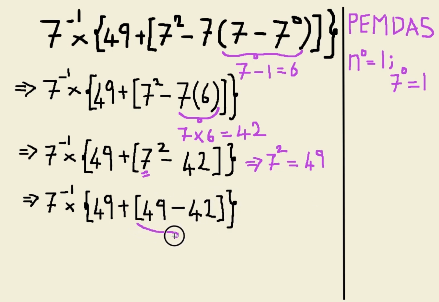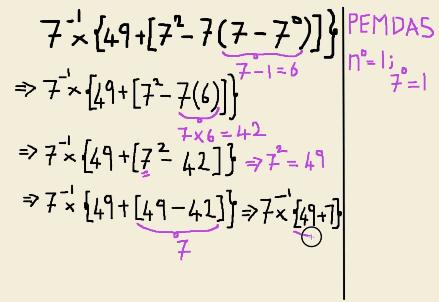Step 4. Now we perform the subtraction inside the square brackets, 49 − 42, which equals 7. The square brackets are now fully resolved, and we can replace them with 7. The expression is now simplified to 7^(-1) × {49 + 7}. Step 5. Next, we evaluate the addition inside the curly braces, 49 + 7, which equals 56. With the braces resolved, our expression simplifies to a much simpler form, 7^(-1) × 56.